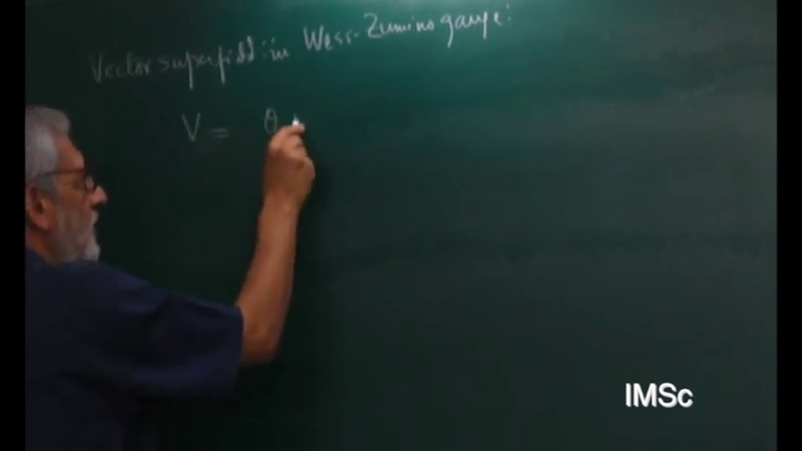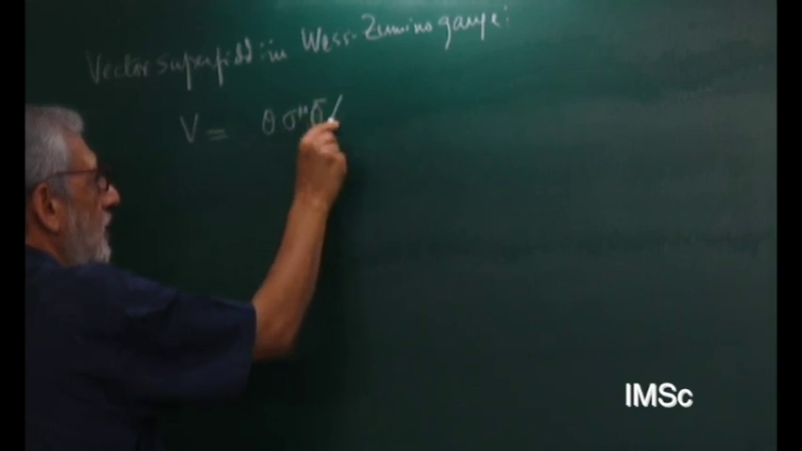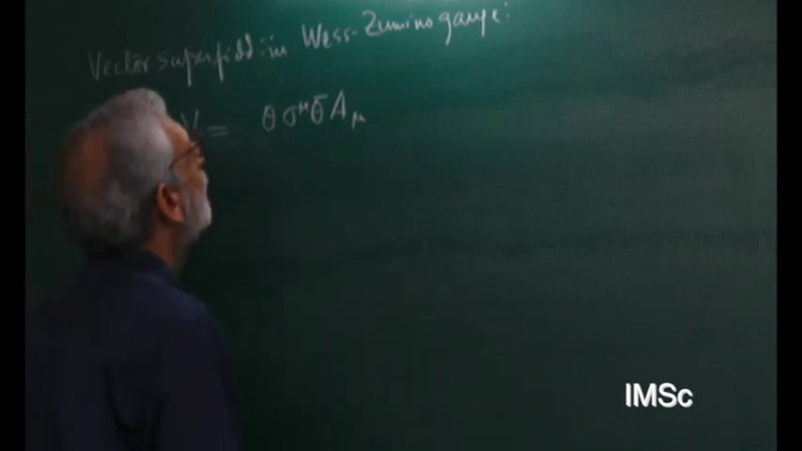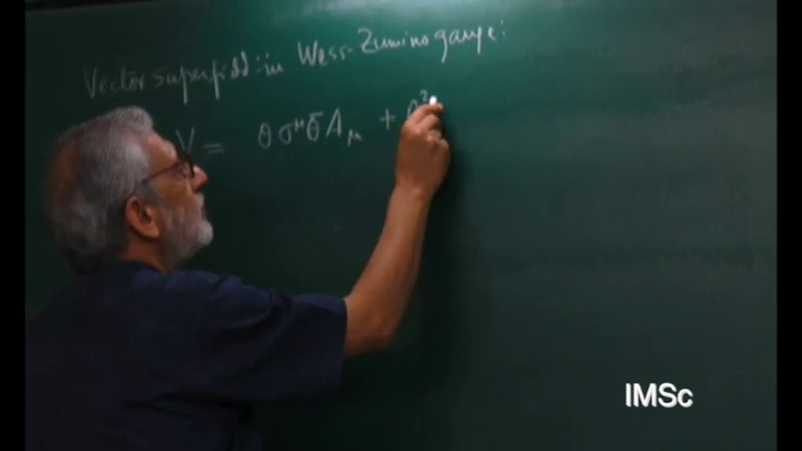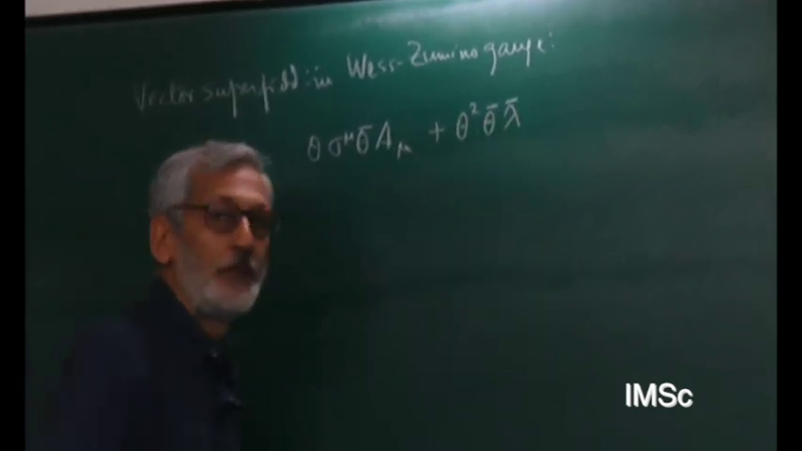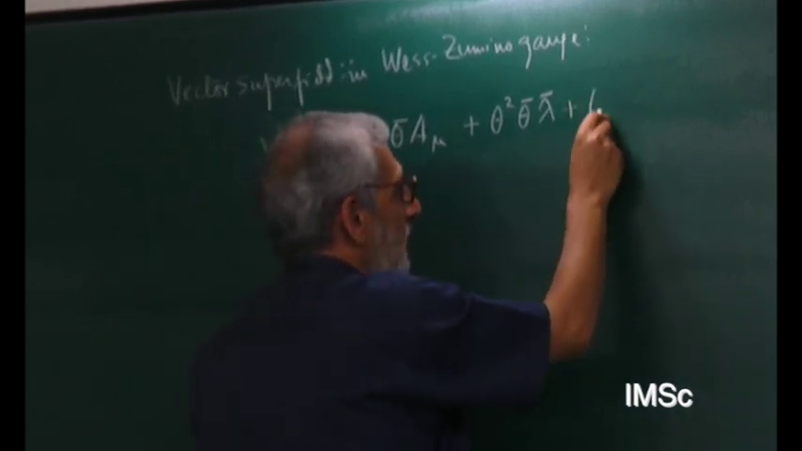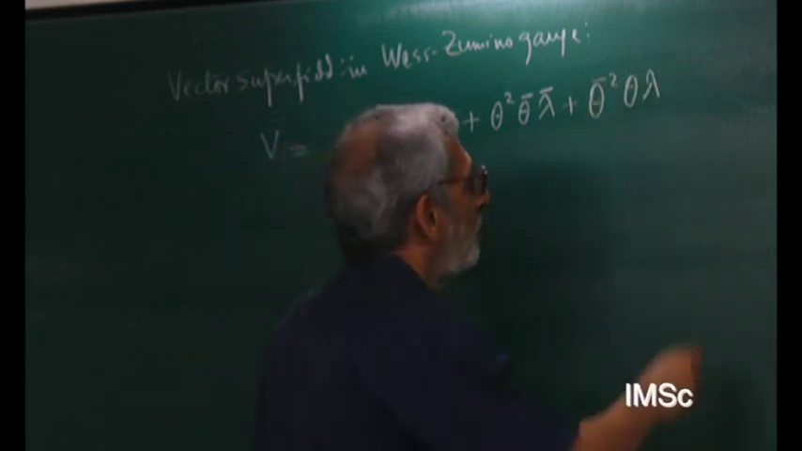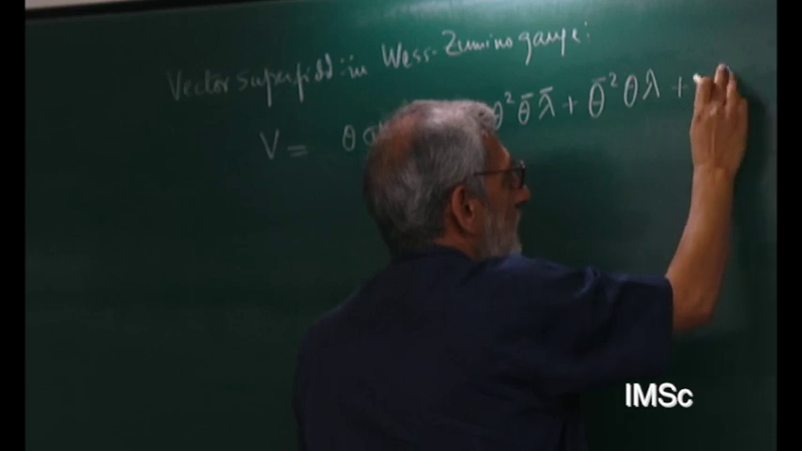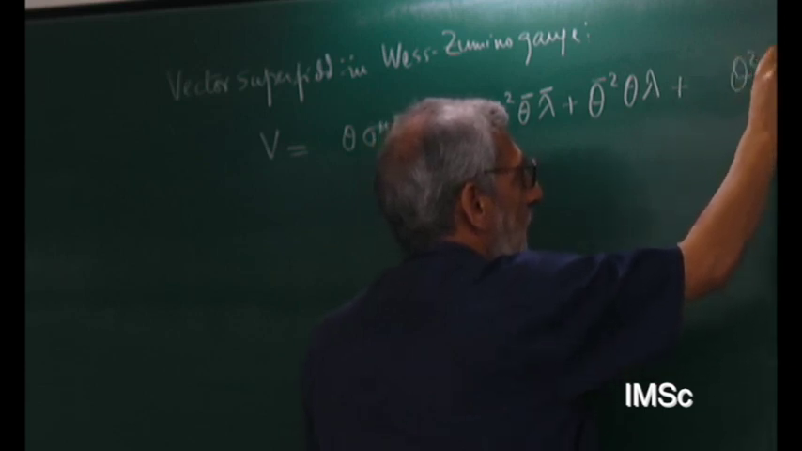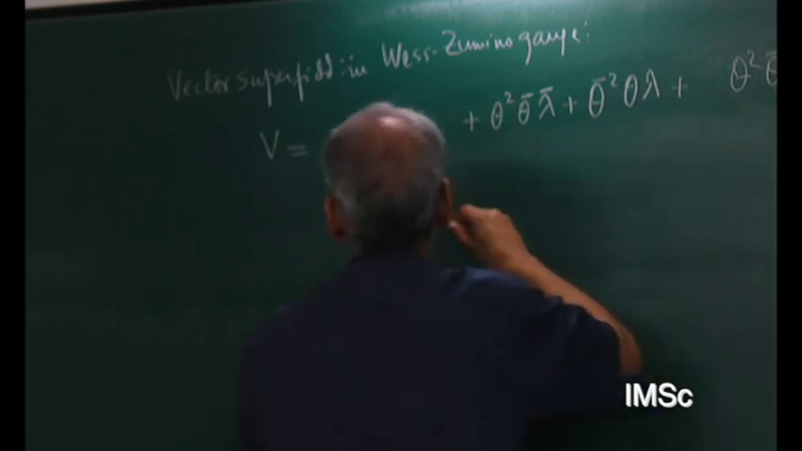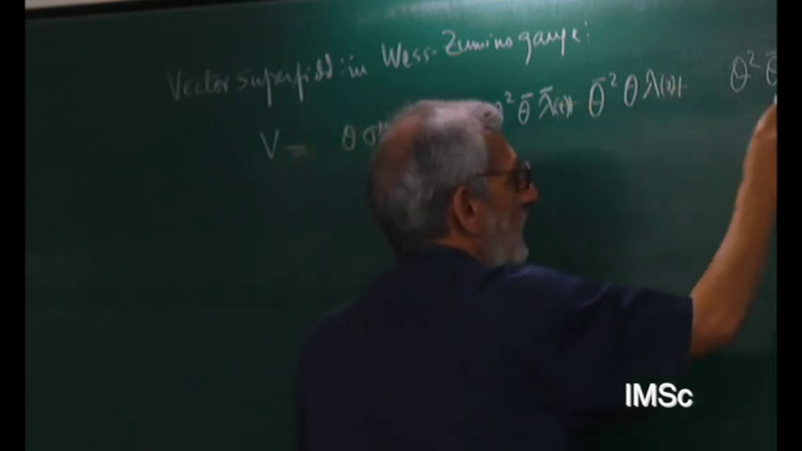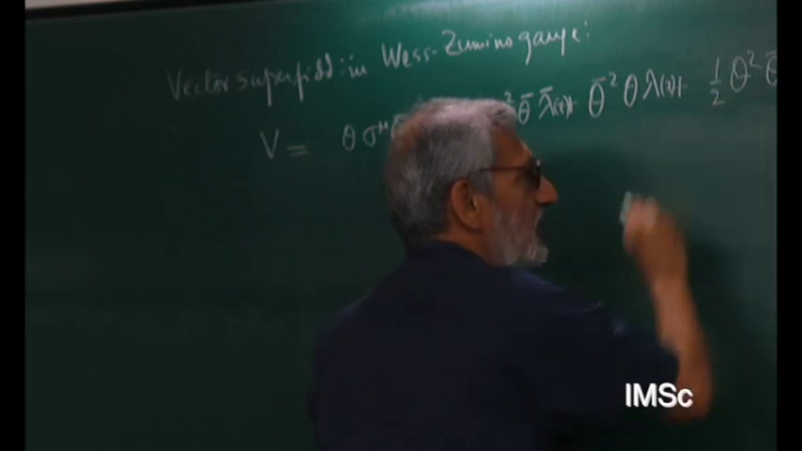The first term was theta sigma mu theta bar A mu in this integration, plus a theta square term times theta bar lambda bar, plus a theta bar square term times theta lambda, plus a theta square and theta bar square term for D, and I can normalize them after.